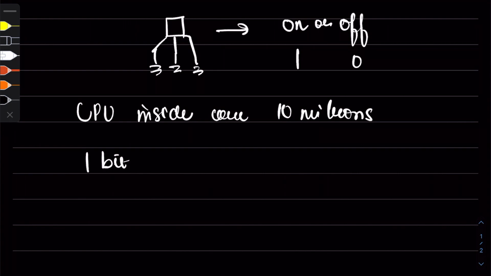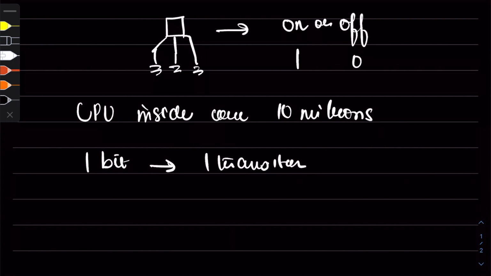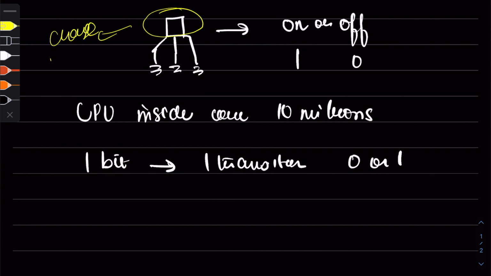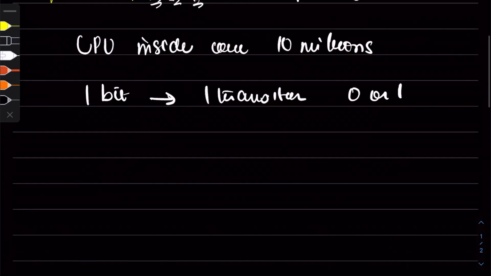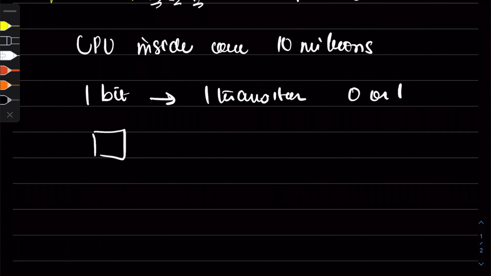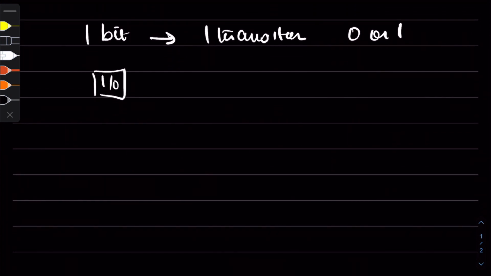So 1 bit is denoted by 1 transistor and it can hold a state of 0 or 1. That's because transistors can hold charge or no charge. The charge state is denoted by 1 and the no charge state is denoted by 0. This forms the basis of our bit. So 1 bit or 1 transistor can hold 1 or 0, and that's the smallest unit of memory that's available on a computer. So when I say bit in a computer, I mean 1 bit or 1 transistor or a state of 1 or 0.